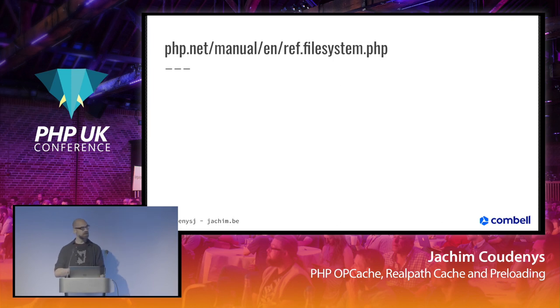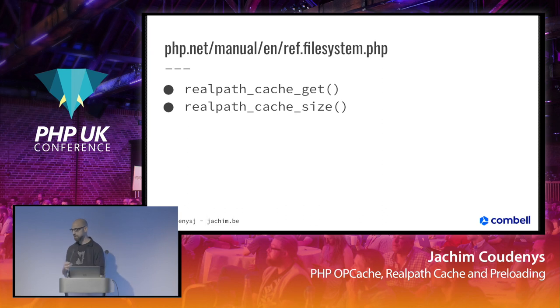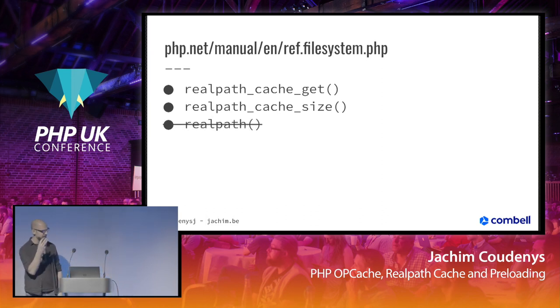So we have a couple of functions that we can use. We have the Realpath cache get, which just gives you a list of all the files that are in the Realpath cache. And we have the cache size, which just shows you the currently configured size. There's also a Realpath function, but this has nothing to do with Realpath caching. It uses Realpath caching under the hood, but it just calculates the actual destination path of a specific relative path.